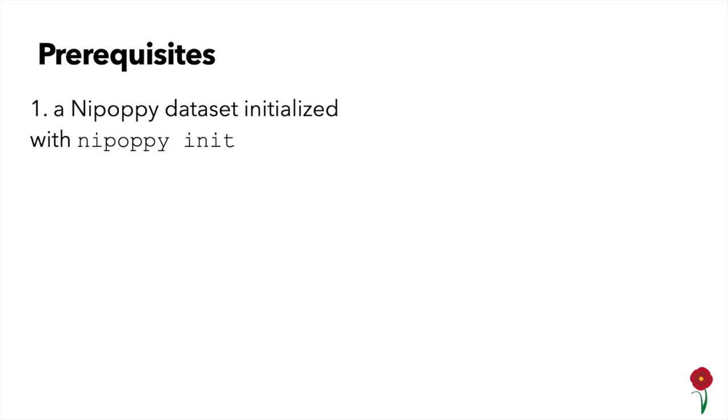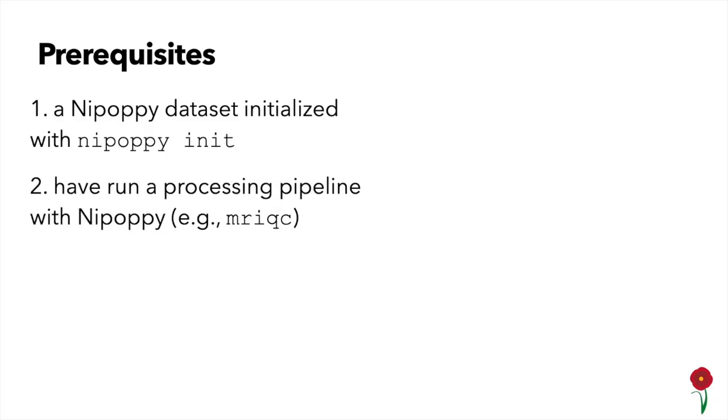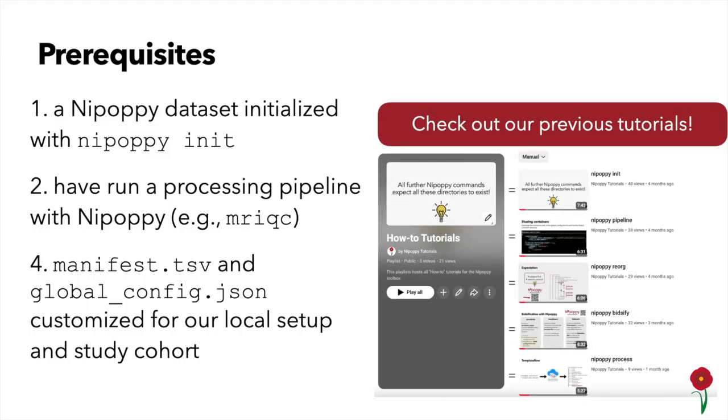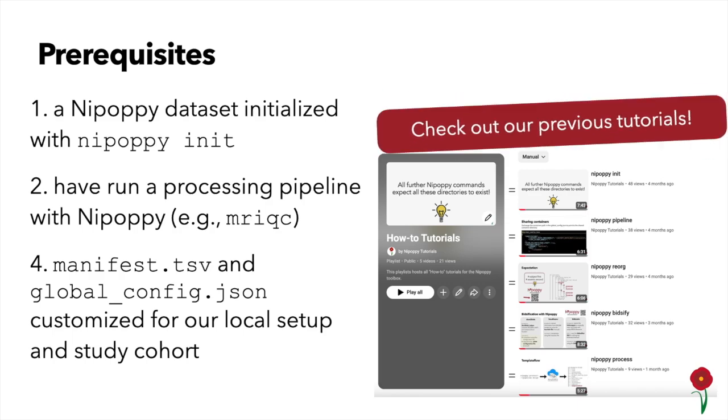To participate in this tutorial in a hands-on fashion, you will need a Nipoppy dataset created with the Nipoppy init command. You will need to have run a processing pipeline using Nipoppy process on at least one participant and have the global config file and the manifest file customized for our local setup and study cohort. If you are missing any of these prerequisites, please check out our previous videos.